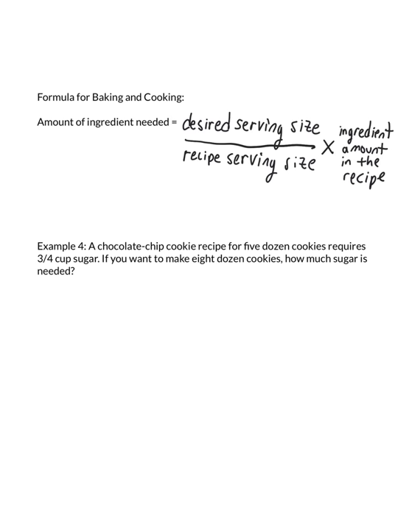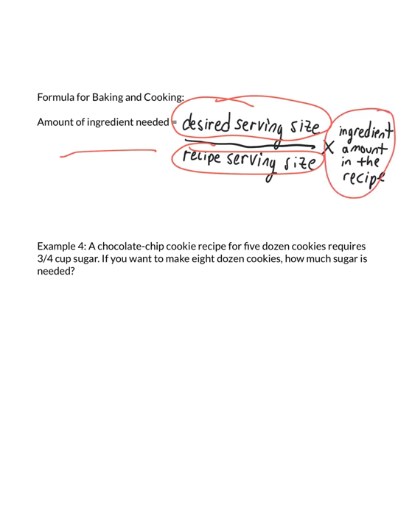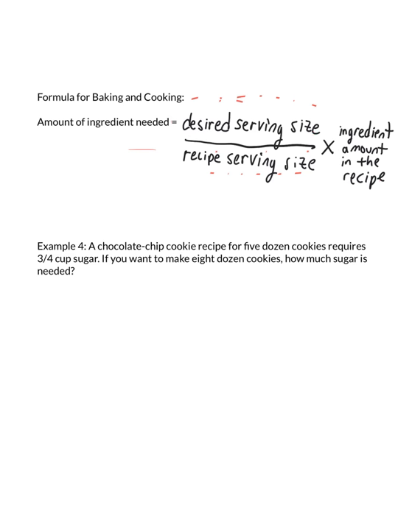There are going to be a few baking and cooking questions in this section's homework, and the formula you'll want to use for those questions that ask how much of a certain ingredient is needed is you're going to take the desired serving size and divide it by the recipe serving size, and then multiply that answer by the ingredient amount in the recipe. So we're going to be using the right side of this formula, and I'm going to go ahead and take a look at example 4 so we can see this formula in action.